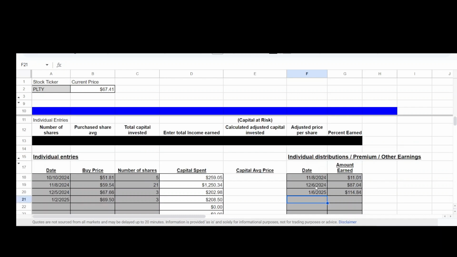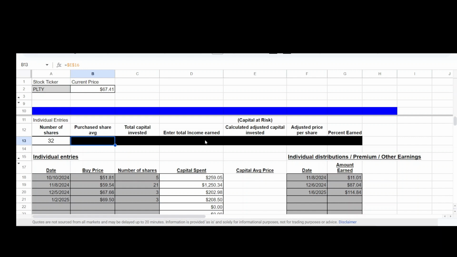So let's go up here, and you can see I've got a small little table here of the number of shares and so forth. Let's just see what each one is. So the total number of shares I have is 32. So I have 32 shares of PLTY so far.